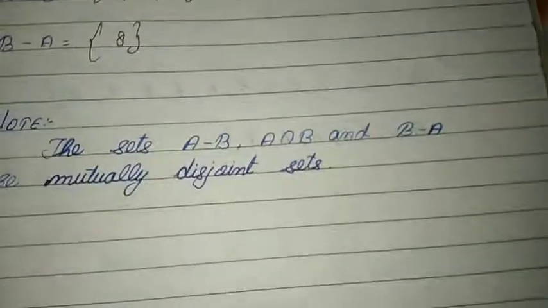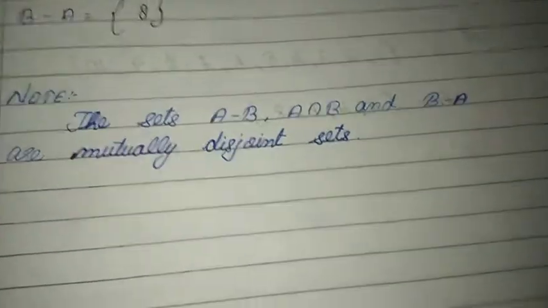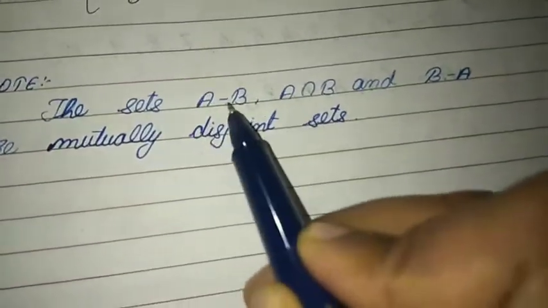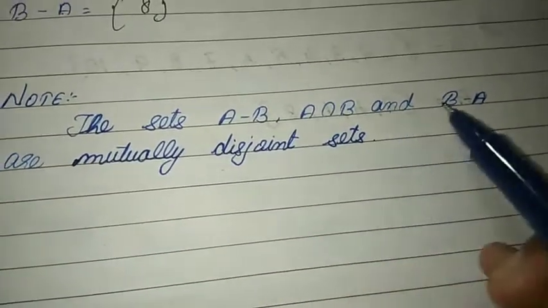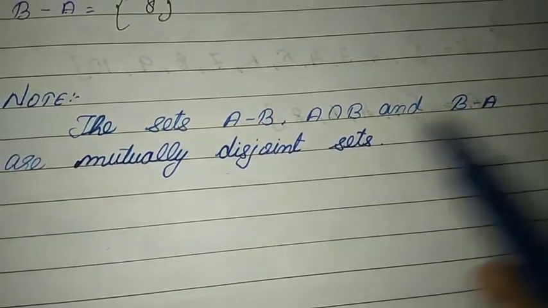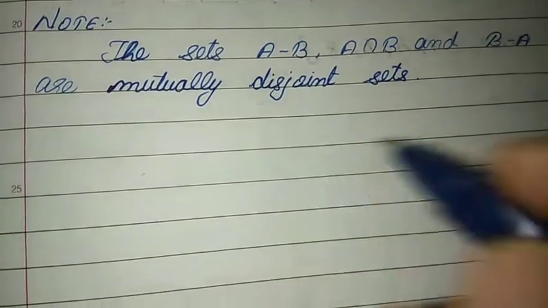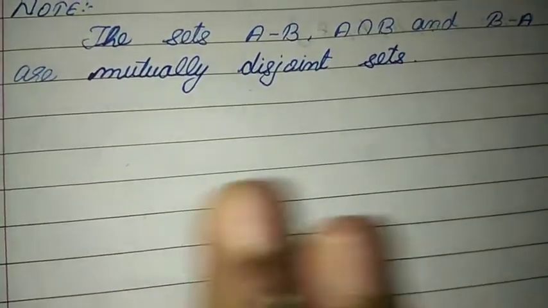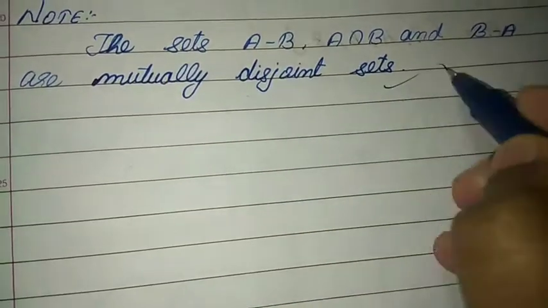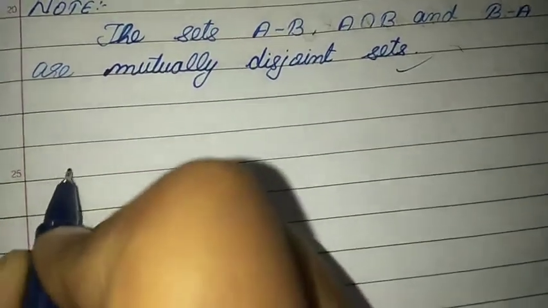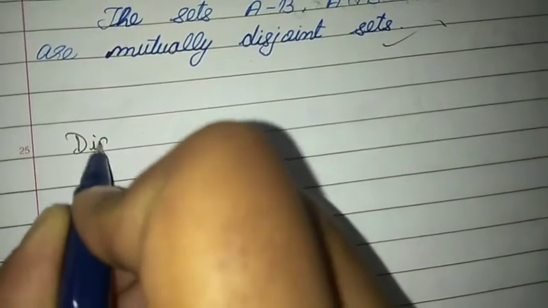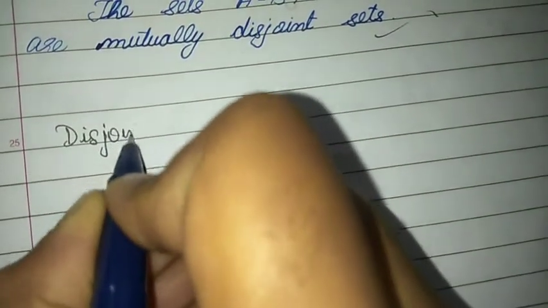Now, one more important thing is that the sets A difference B, A intersection B and B difference A are mutually disjoint. It means that they don't have any intersection. The intersection is equal to phi, that is what they have given here. And one more important topic is disjoint sets.